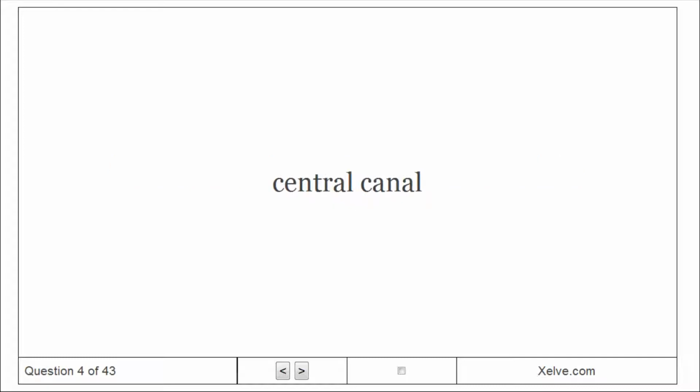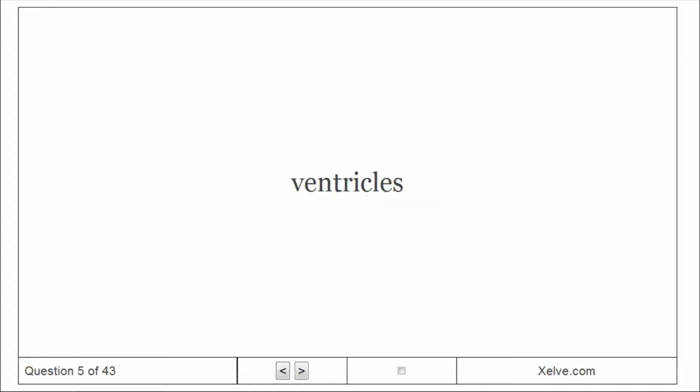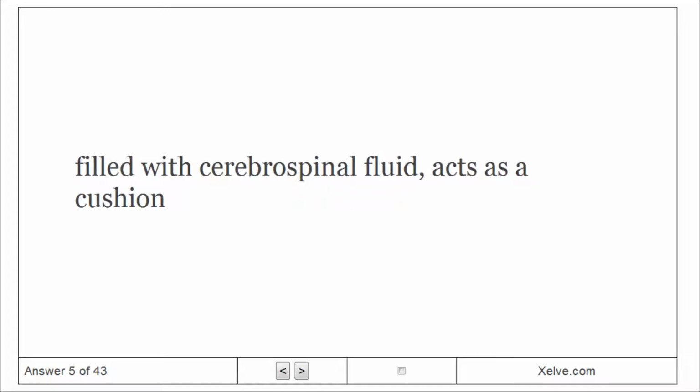Central canal. Hollow cavity of the embryonic nerve cord is transformed into this narrow canal of the spinal cord. Ventricles. Filled with cerebrospinal fluid, acts as a cushion.